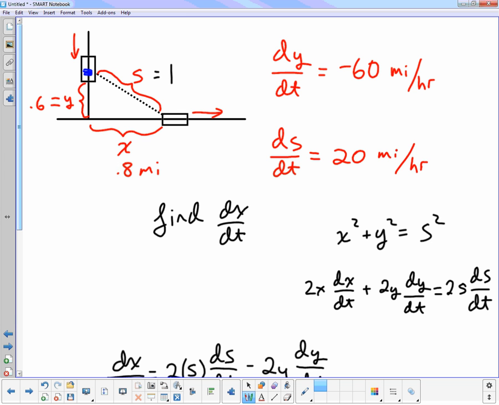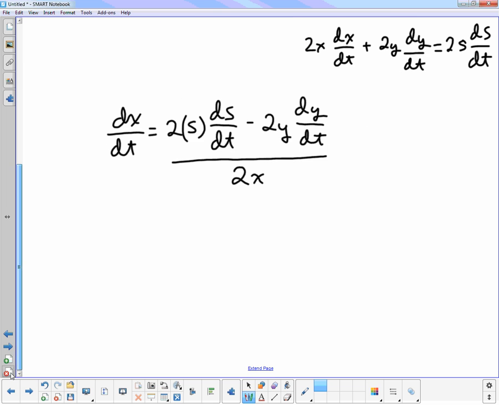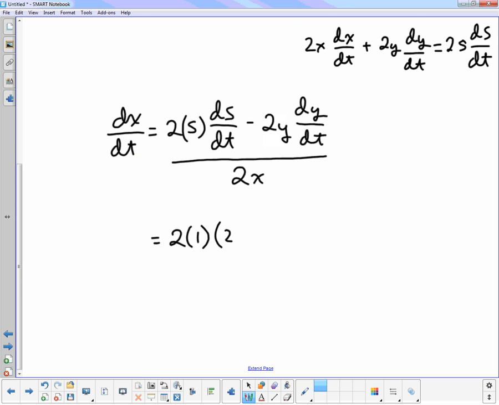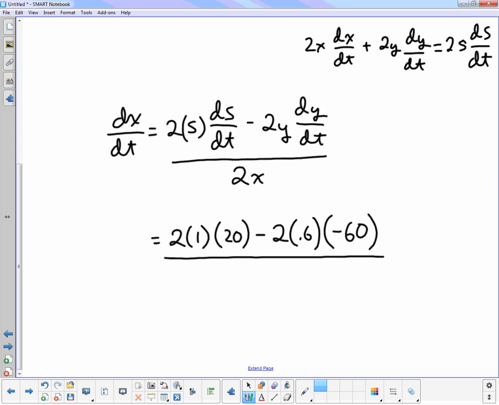It would be 0.36 plus 0.64 equals 1. Square root of 1 is 1. So this becomes 2 times 1, and ds/dt, I think, was 20. Minus 2y, which is 0.6, and dy/dt was negative 60. And this was 0.8.